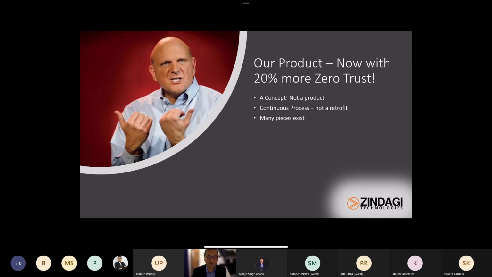So this is nothing against Steve Ballmer or Microsoft per se, but I think Microsoft has a mature zero trust architecture. The point I'm trying to make is there is a lot of obfuscation, a lot of confusion in the minds of customers, because whenever OEMs speak to customers, they take whatever product they currently have, package it around zero trust, and then try to sell it to customers, right? Whereas I believe, or at least we at Zindagi believe, that zero trust is not just a product or an action that you can take. It's more of a concept, right?